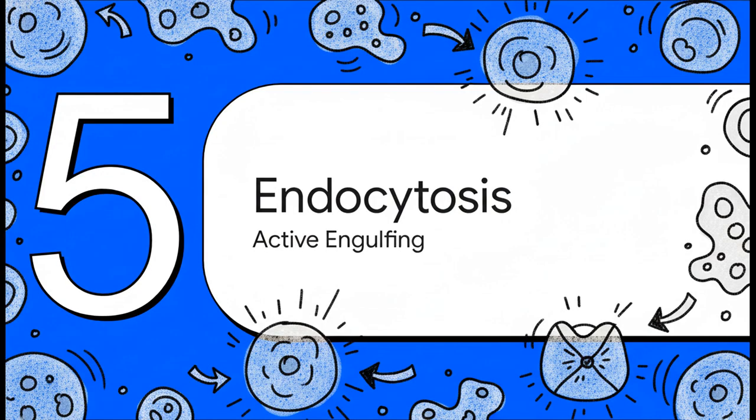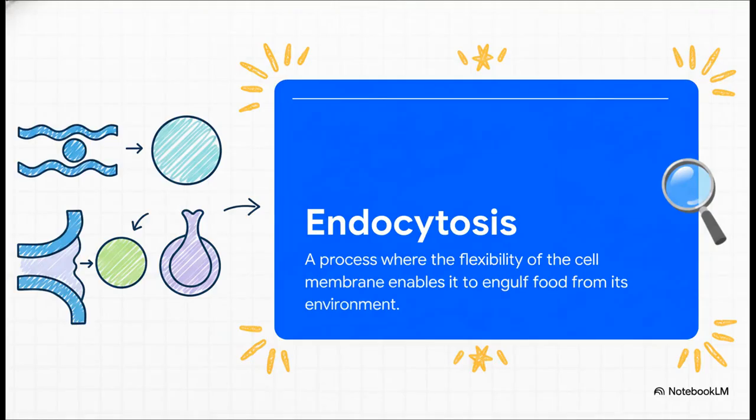So far, we've talked about diffusion and osmosis. These are called passive processes because the cell doesn't need to use any of its own energy. But sometimes, a cell needs to bring in much larger things, like a food particle. For this, it needs a totally different process, one that does require energy. And this process is called endocytosis.